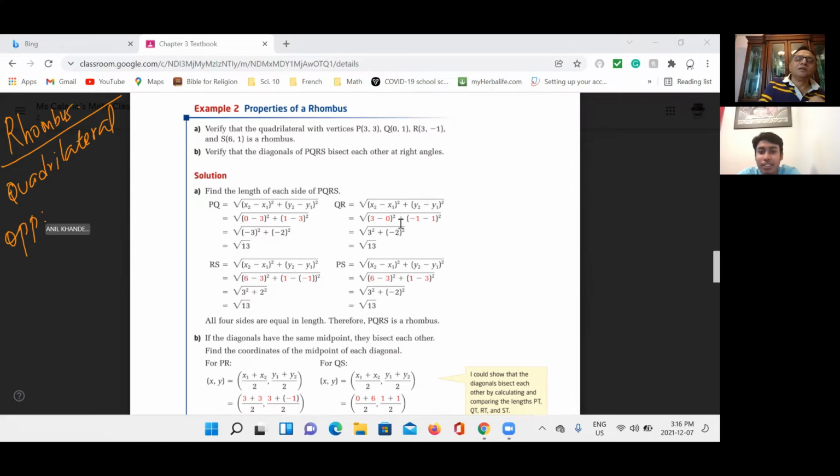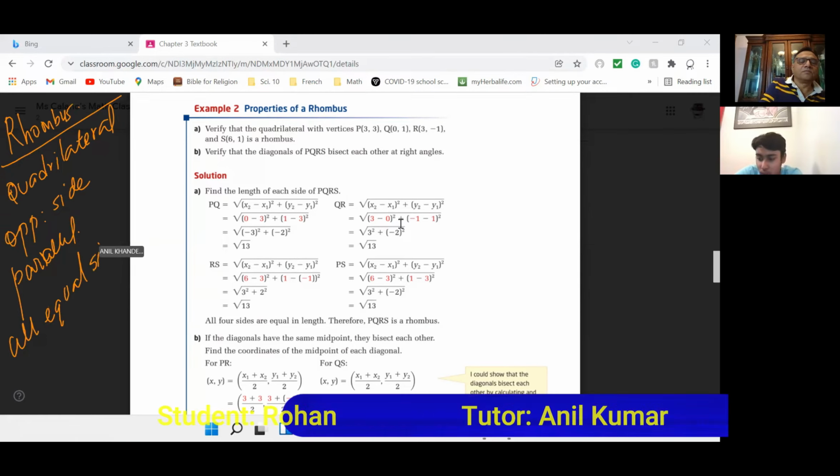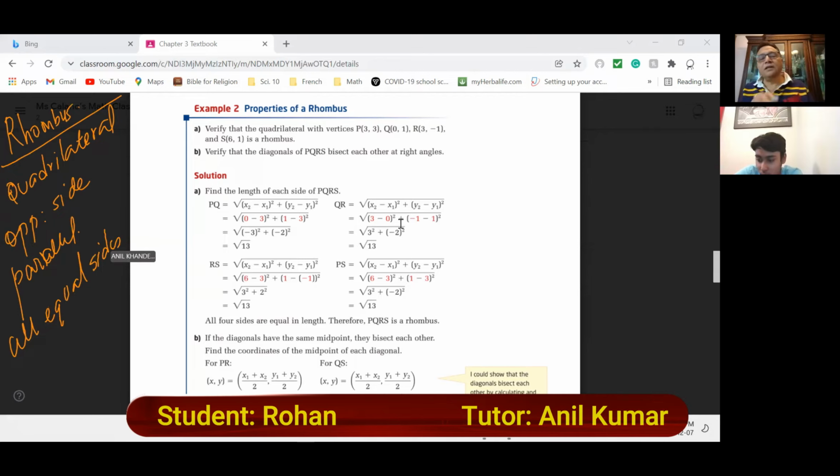Its sides are equal, opposite sides parallel, right? All equal sides. So it is a parallelogram with all equal sides. The length of each side is equal. All the 4 sides are of equal length. You get the idea. Yes, sir.